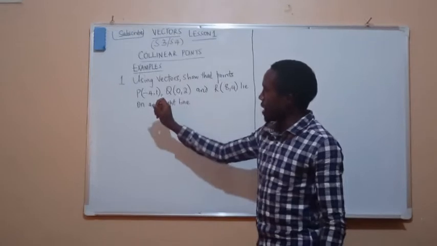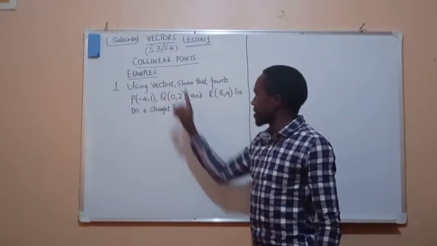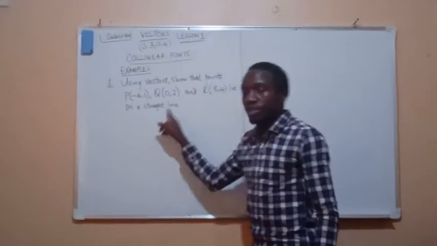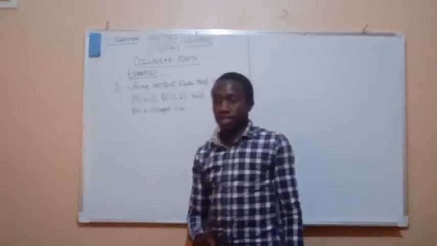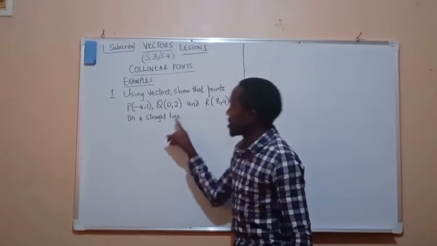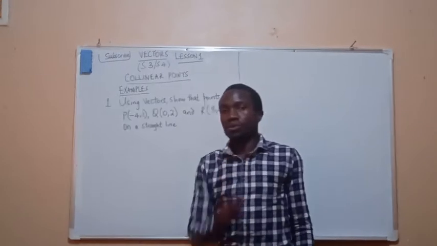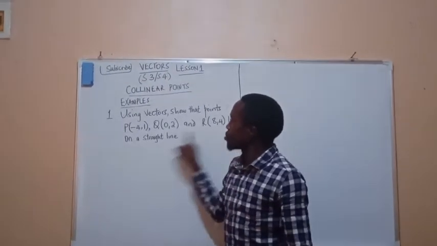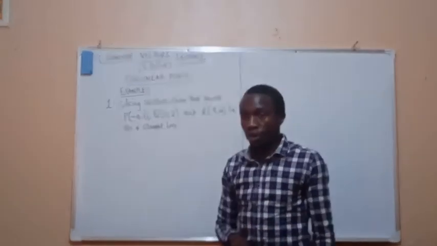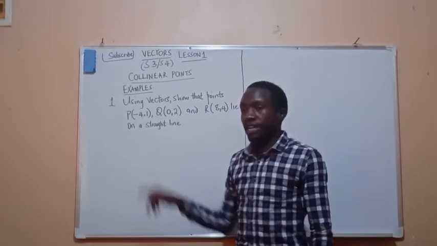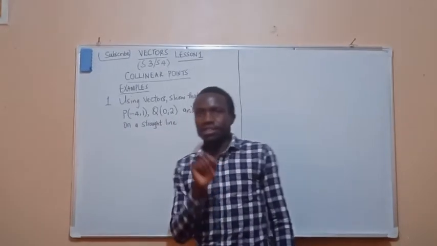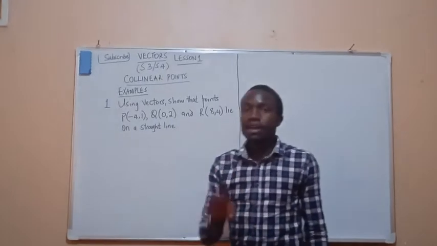Our example is having a question: using vectors show that points P, Q, and R lie on a straight line. So fellow students in class, the moment we say points lie on a straight line, it means that points are collinear. In other words, the phrase lie on a straight line is another way to say that these points are collinear. So if the question is about collinearity or points lying on a straight line, treat it the same way. Let us see how this question can easily be attempted.